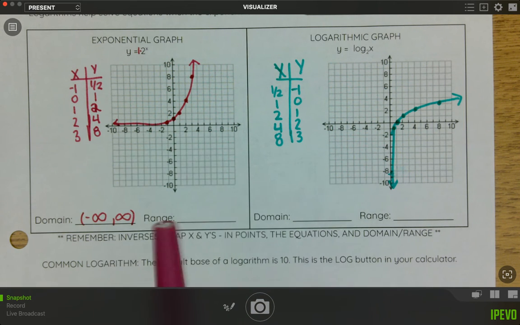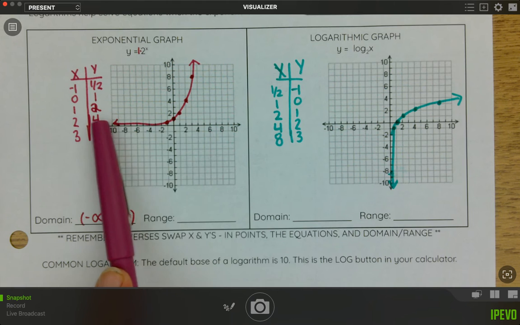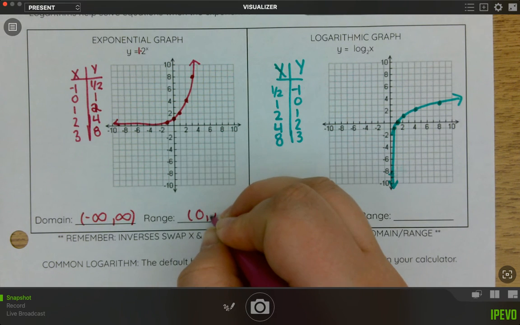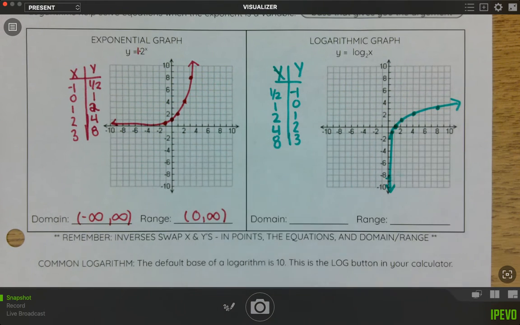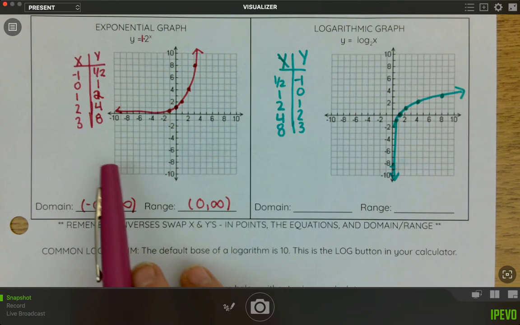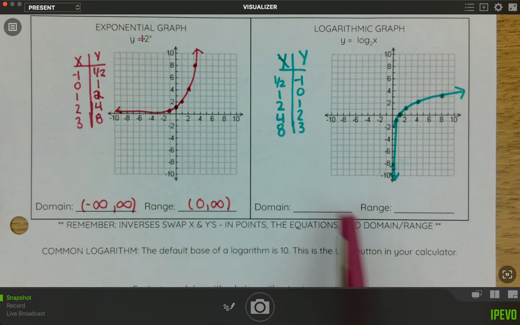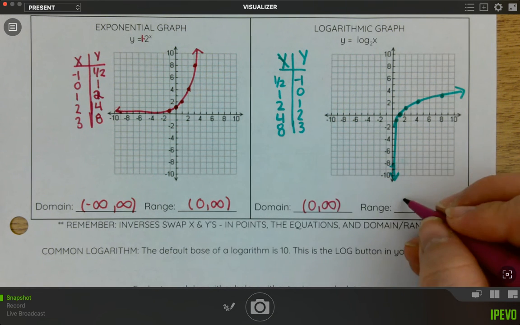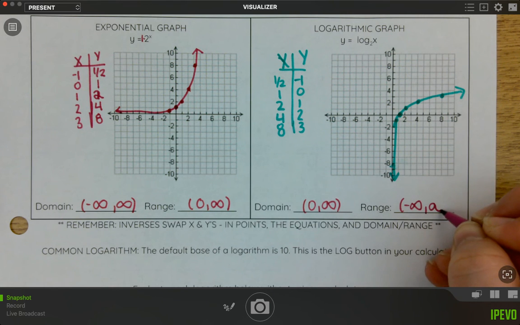Range is bottom to top. This one doesn't go lower than here at 0, but it goes up to infinity. And here's something we didn't really get a whole lot of time to talk about in the last unit. When you swap x's and y's in the points, you also do that same thing for the domain and range. So now the domain should be 0 to infinity, and the range should be negative infinity to infinity.